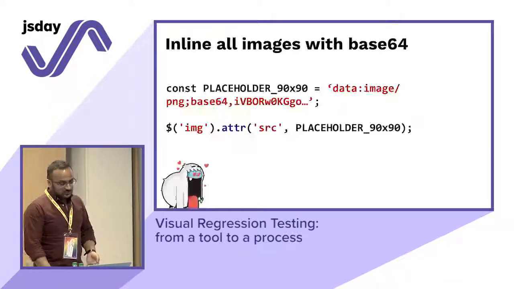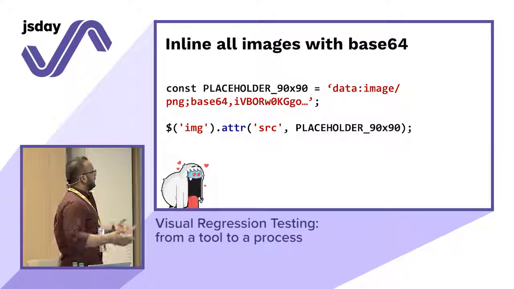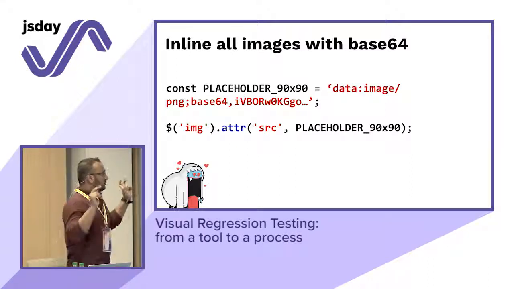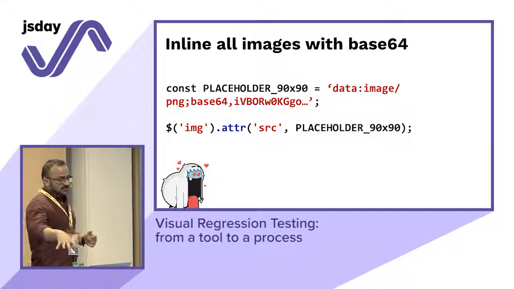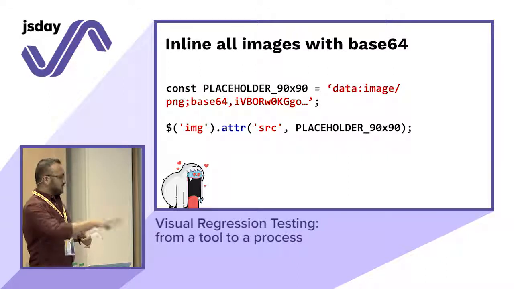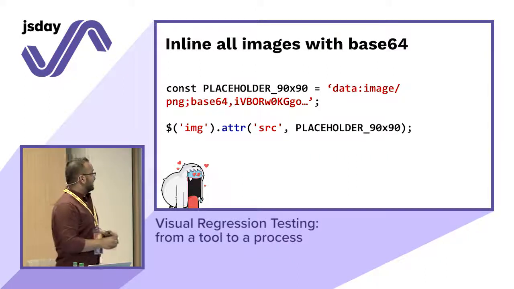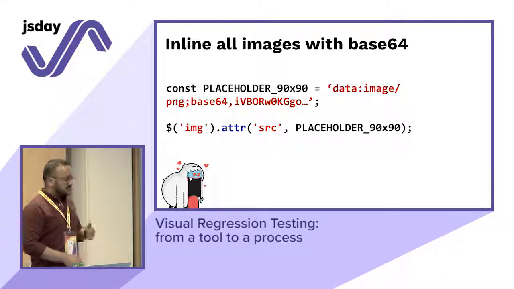The answer is, again, very simple. You inline all images. So we have a list of all images, kind of placeholder images, which are base64. And you simply go in the DOM and say, OK, replace this image with this source. And what that means is that the image is rendered instantly, and you can take a screenshot instantly.